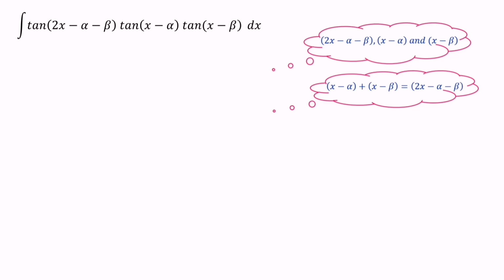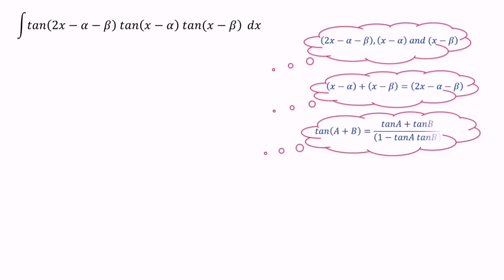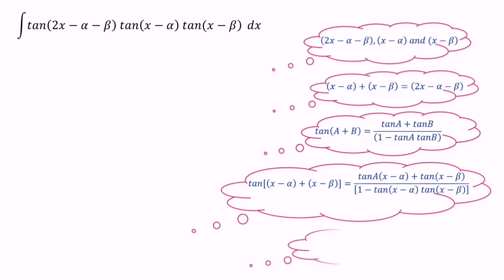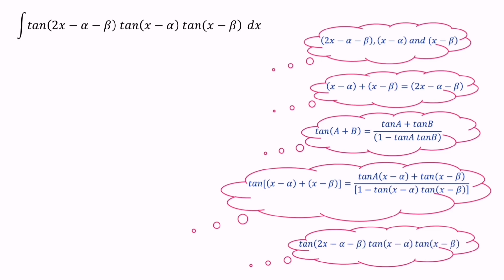We know the expansion of tan(A plus B). We can write it as tan A plus tan B over 1 minus tan A tan B. We can substitute A as x minus alpha and B as x minus beta. Then we can cross multiply the denominator and derive an equation for tan(2x minus alpha minus beta) times tan(x minus alpha) times tan(x minus beta) as a sum or difference of tan values. After that, we can simplify the integral using this value. Clear? Let's jump into the question.